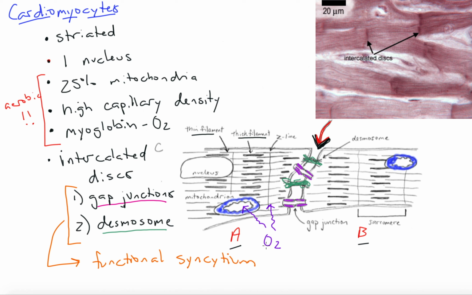I mentioned a true syncytium when I talked about skeletal muscle. True syncytia are formed when cells fuse. A functional syncytium is formed when cells don't fuse, but they act as a unit. And in this scenario, they're acting as a unit because they are mechanically connected, desmosomes, and they're connected for communication, gap junctions, so they can work as a functional syncytium or a functional unit. Okay.